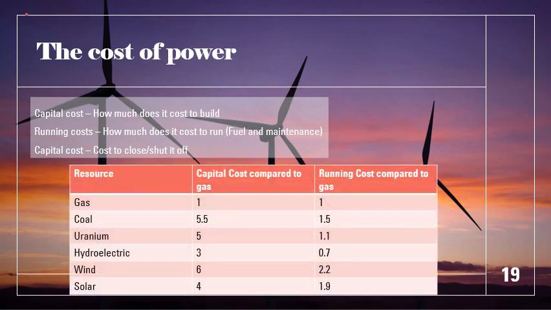We can compare several different resources. In this table, the costs are being compared to the price of gas. We can see that wind power is almost 6 times more expensive than a gas power station, with uranium and coal power stations having large capital costs also. In terms of the running costs, wind power again is the most expensive, but solar power is not far behind.